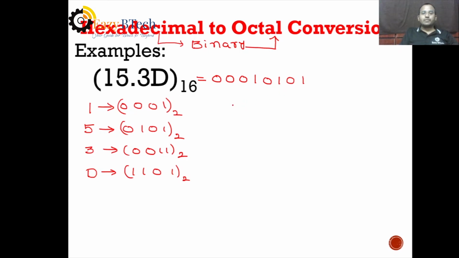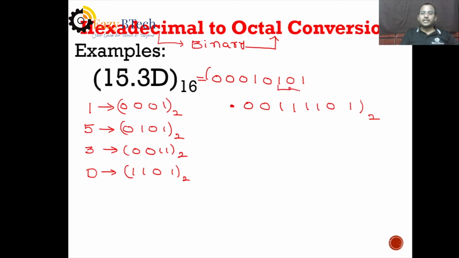For the fractional part I am writing here at the bottom 00111 and 1101. So this is the binary equivalent. Now we will group the numbers 3 bits at a time for the integer part as well as the fractional part separately, and then we will write the corresponding octal equivalent.